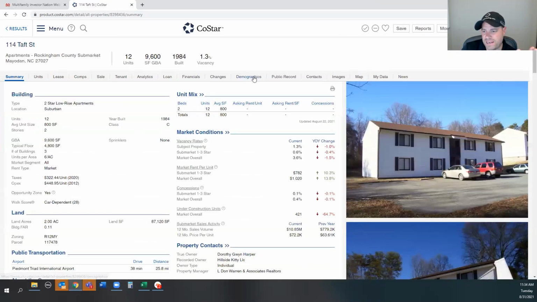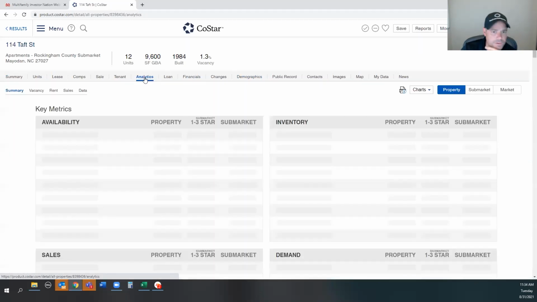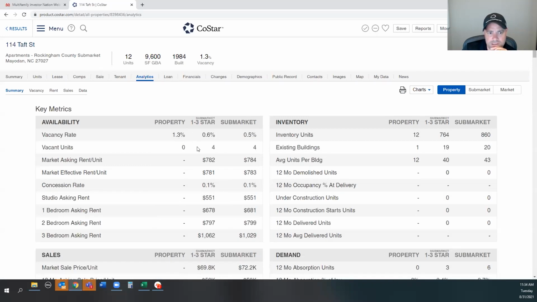It's a pretty tight submarket, so it's going to be pretty easy to make this fit the whole region. First we want to look at analytics, right? We want to see where the availability is or the vacancy rate. This particular property I just clicked on was 1.3. Submarket vacancy rate is 0.5%. That's amazing. Market rent is 784, effective rent 783. Market rent and effective rent being close means there's not a lot of loss to lease and not a lot of concessions. They're getting what they're asking for.